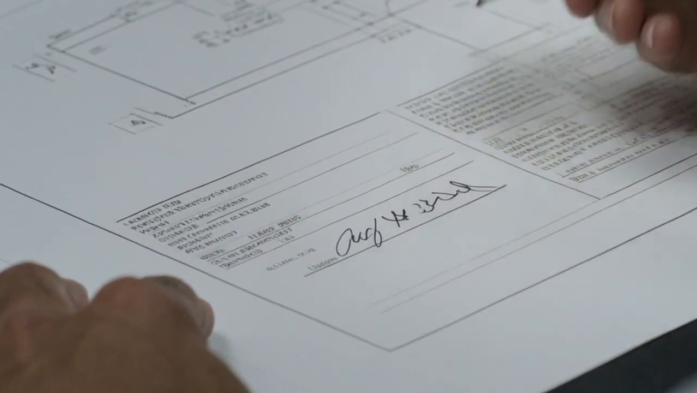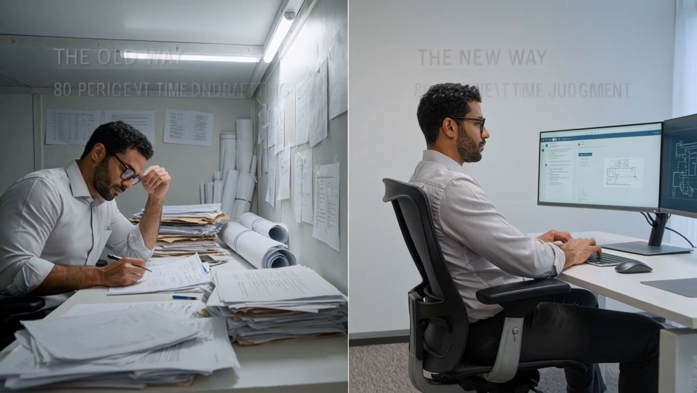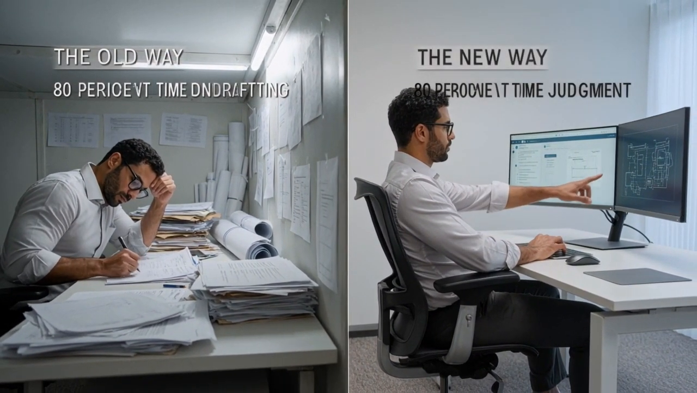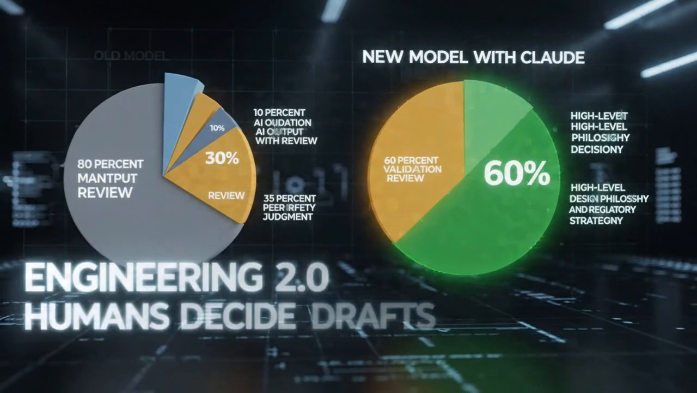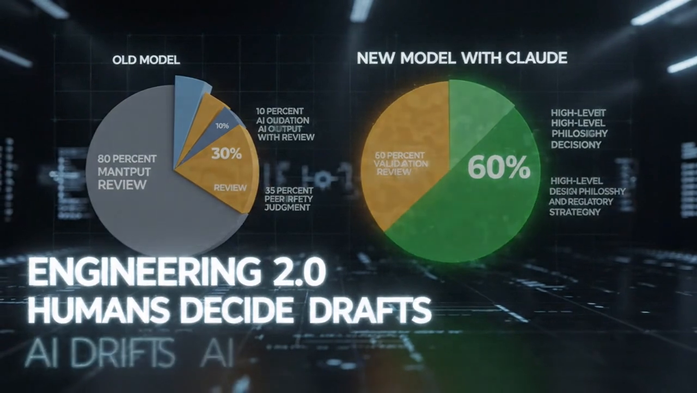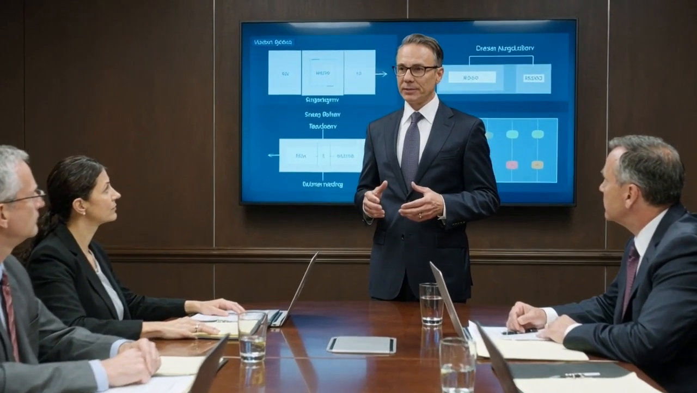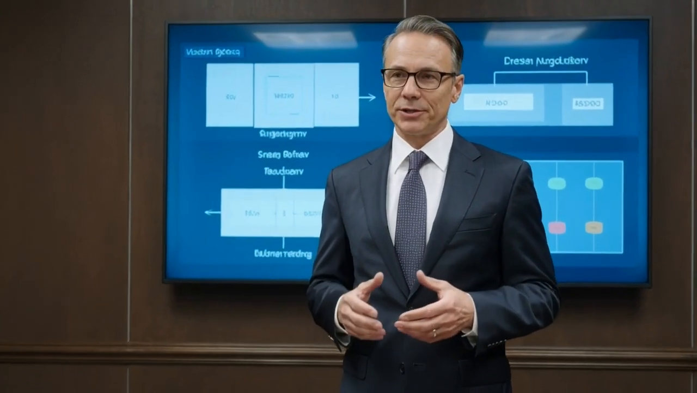The role of the engineer transforms rather than disappears. Instead of spending 80% of their time on manual drafting and cross-referencing, they spend 80% on safety judgment, design philosophy, and regulatory strategy. Claude handles the tedious. The engineer handles the consequential.